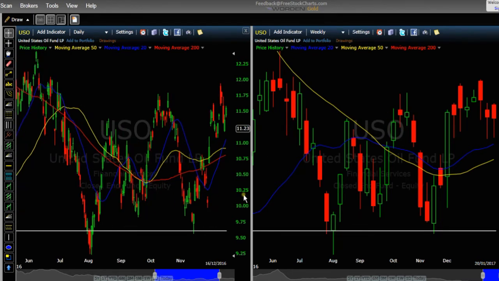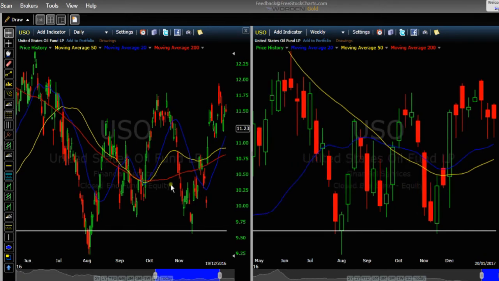However, looking at the daily chart, if one was not aware of the power of weekly charts and one didn't use weekly charts, one would not be aware why USO bounced at the level that it did, and one would be completely unaware that there was a support level there because you can't see it on the daily chart.